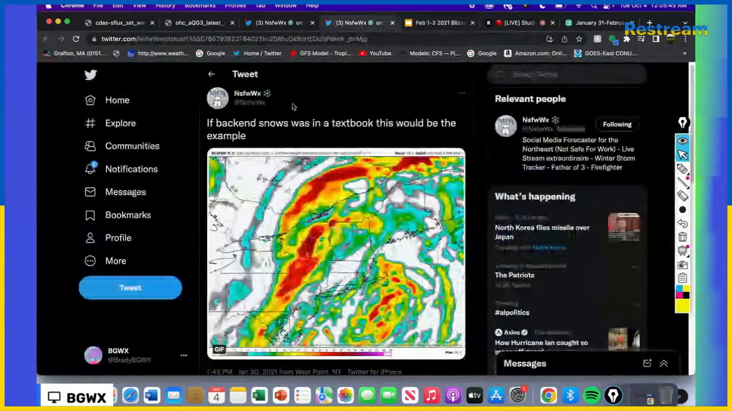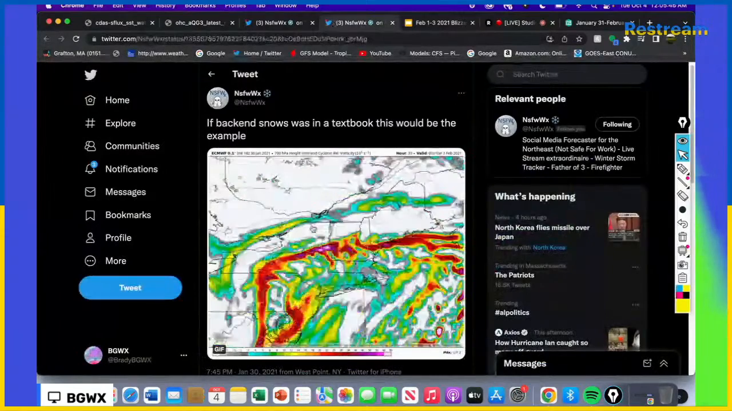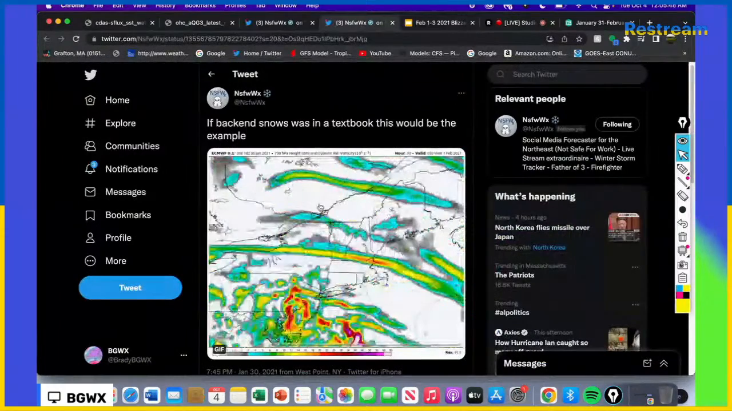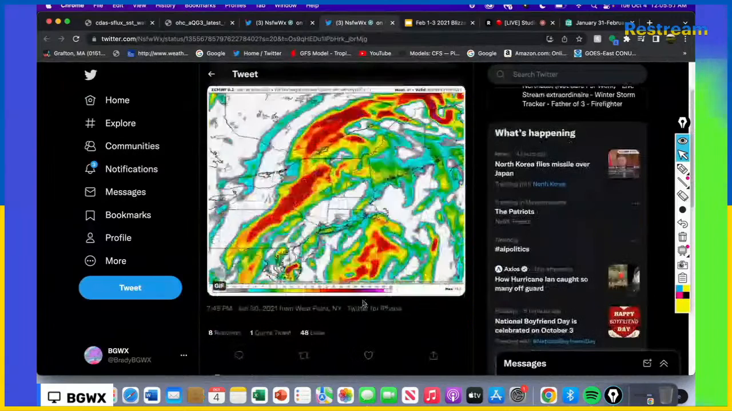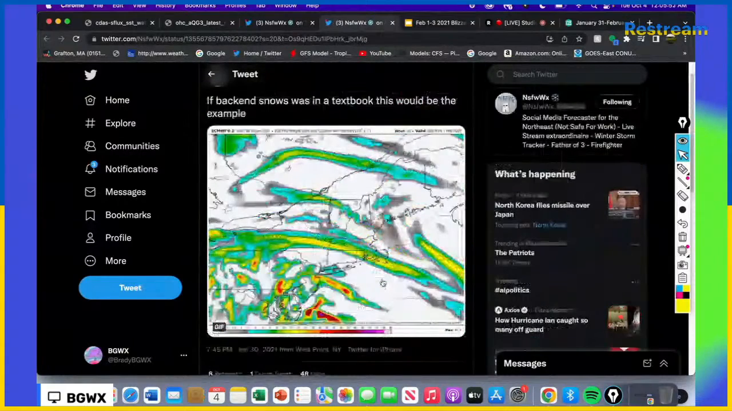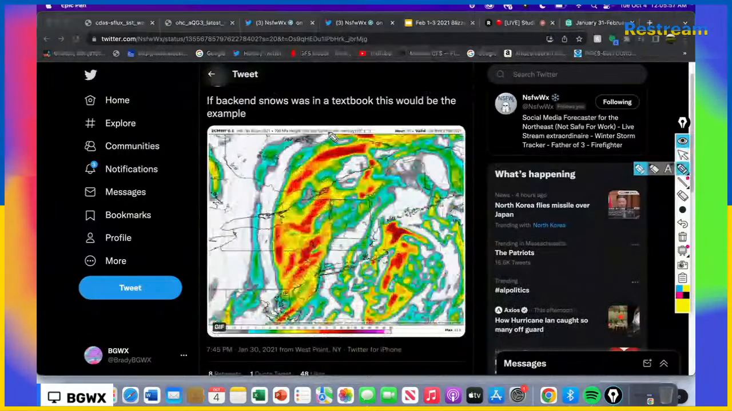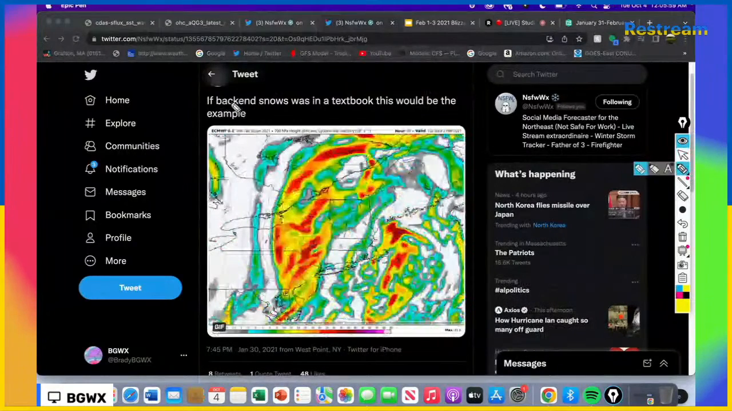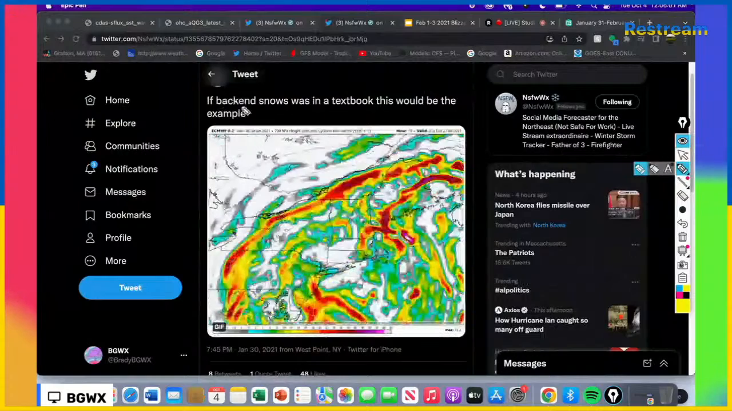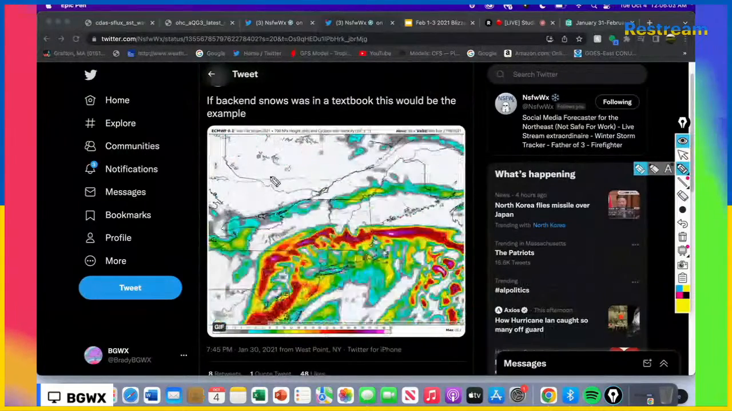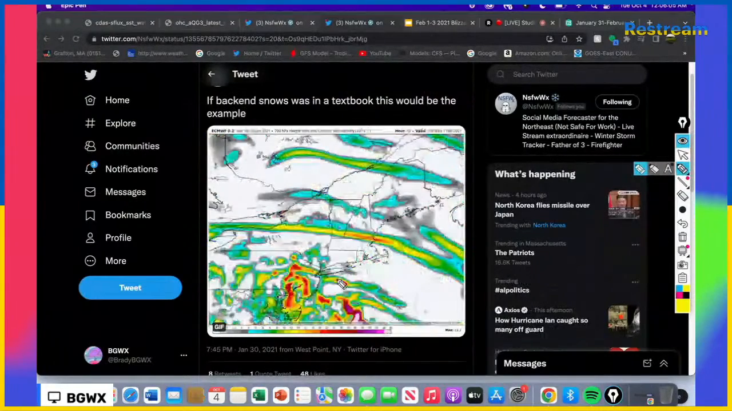Is this the one? Here we go. I wonder if I can. No, this was one of Billy's tweets. Very good follow, but he knew, even he corrected him. So this wasn't quite back end snow. It was just energy swinging around the trough and getting pulled in.